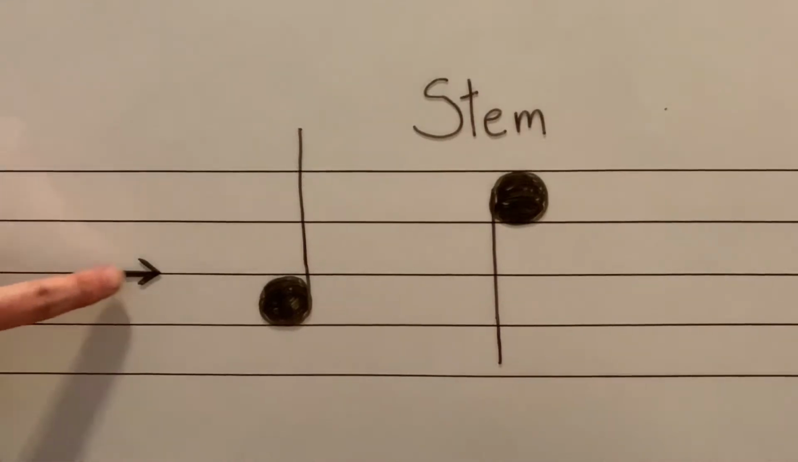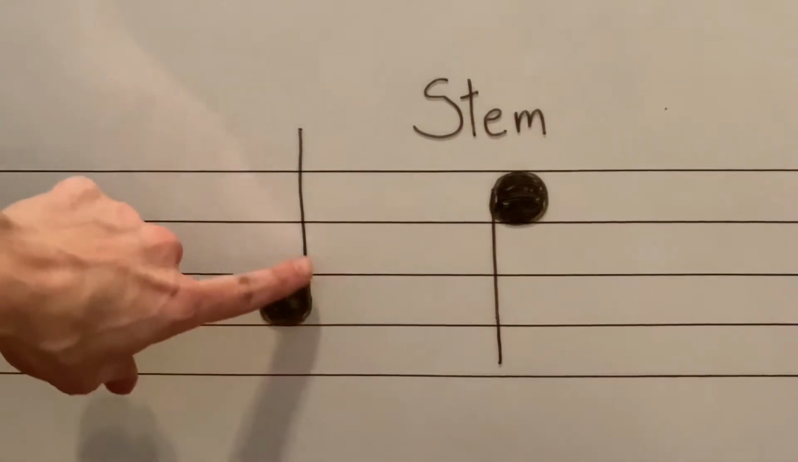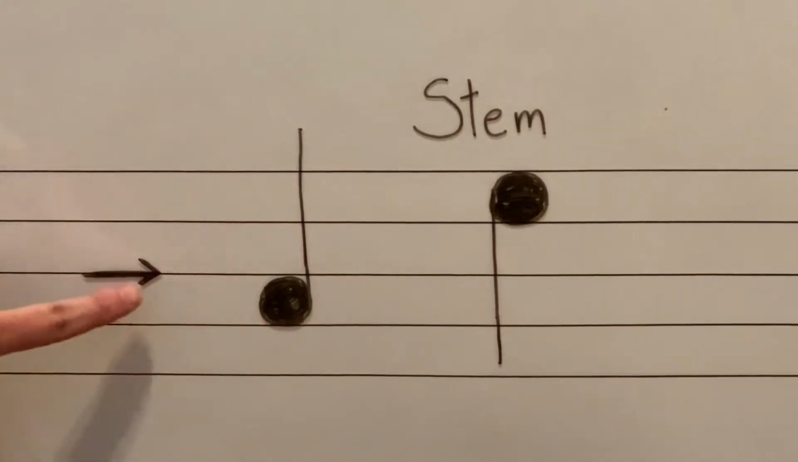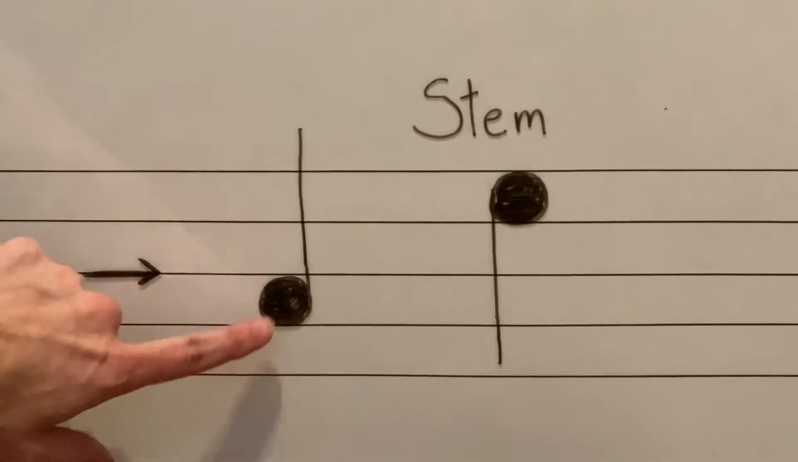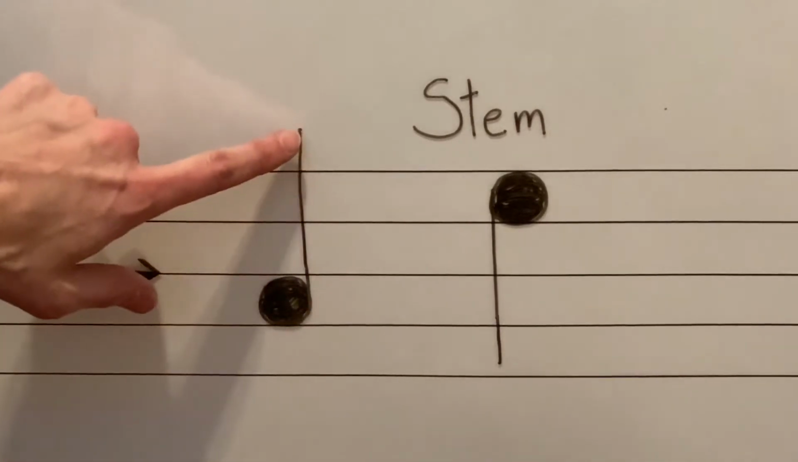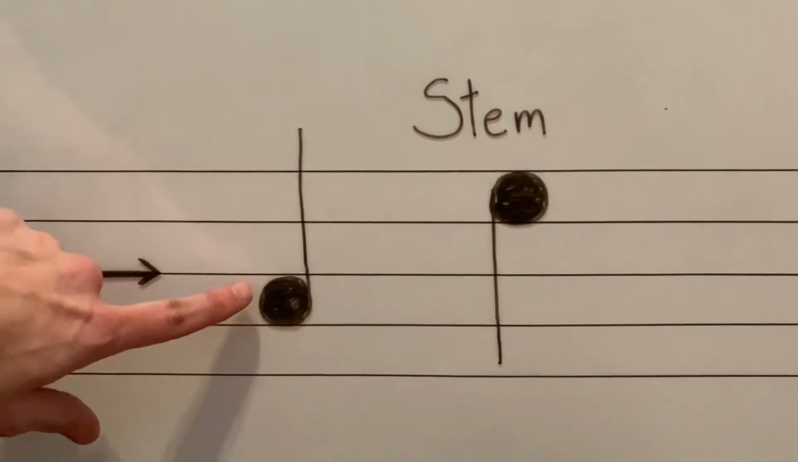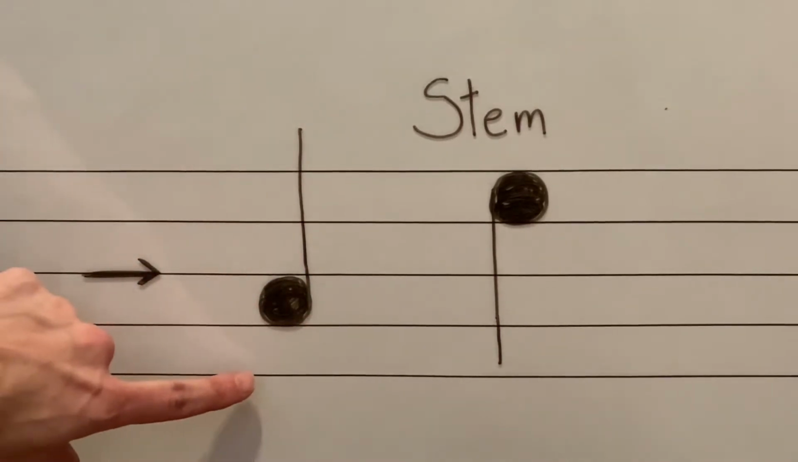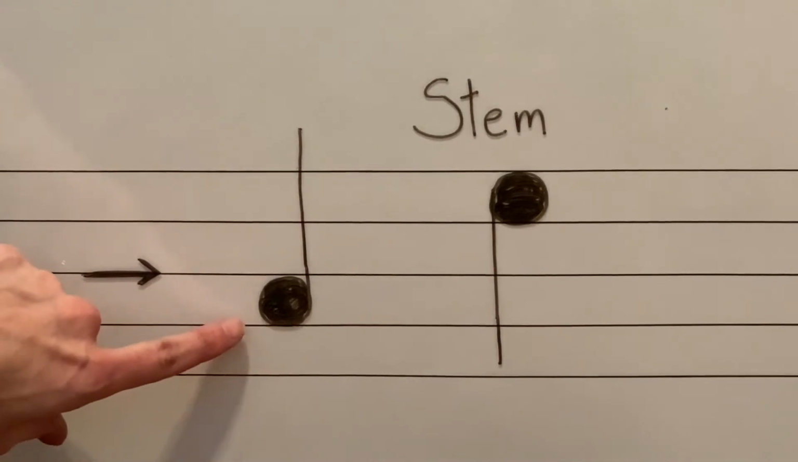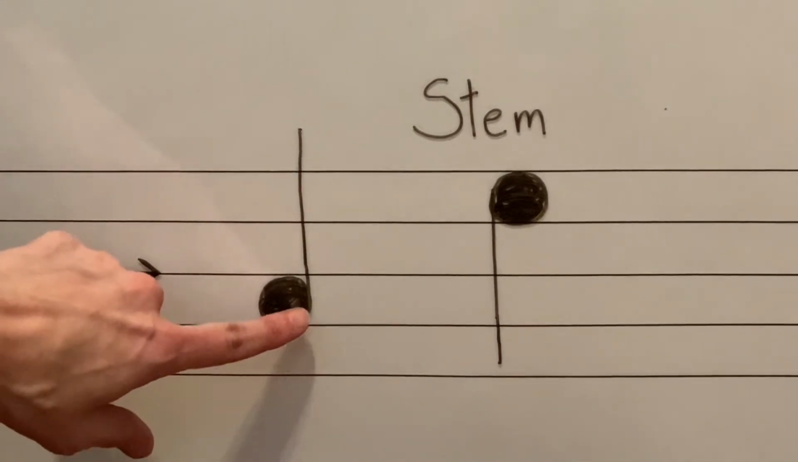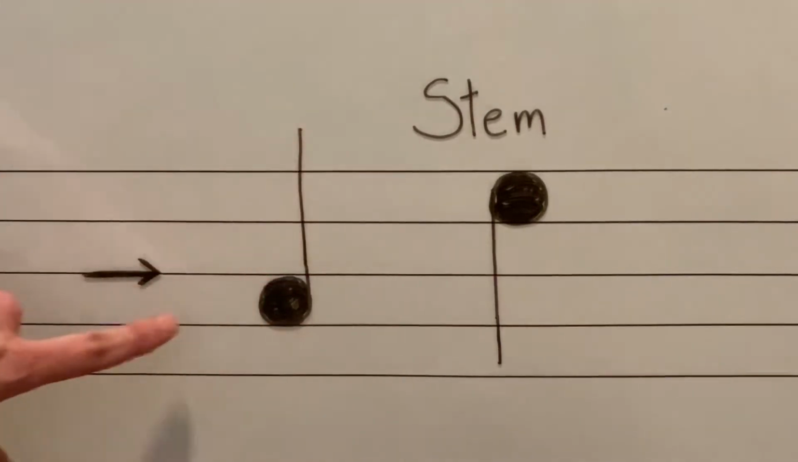If you notice, I drew an arrow right here on the third line. Here is our rule. If your note head is below the third line, your stem is going to go up. I'm going to say that one more time. Your note head, our big circle, if it's below the third line, so it could be on this line, this space, this line, this space, the stem is going to go up.